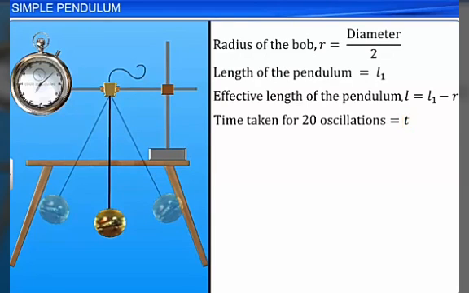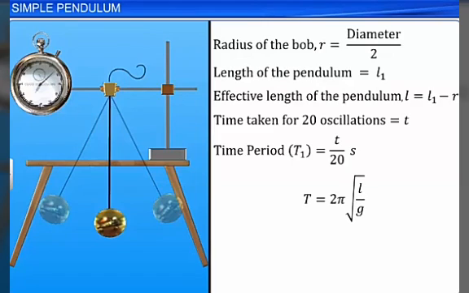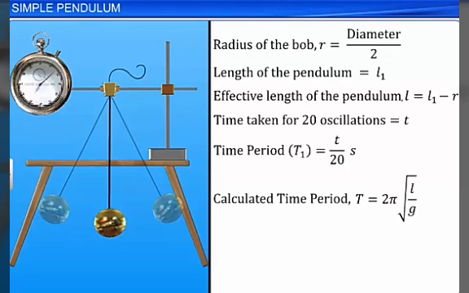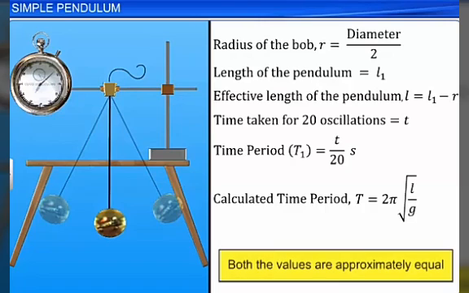Here, the time taken for 20 oscillations is noted to minimize the error in calculating the time taken for one oscillation. Time period T1 is equal to the time taken for 20 oscillations divided by 20. On the other hand, substitute the value of L and G in the formula for the time period of a simple pendulum and calculate the time period. Compare the experimental value and the calculated value of time period. It is observed that the two values are approximately equal.